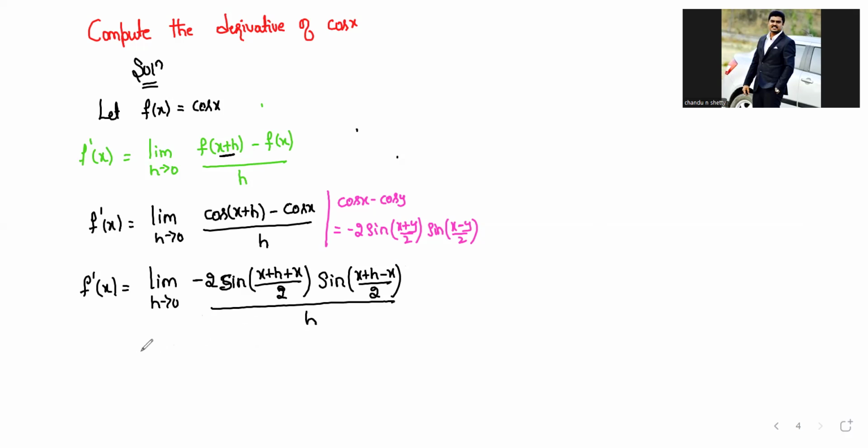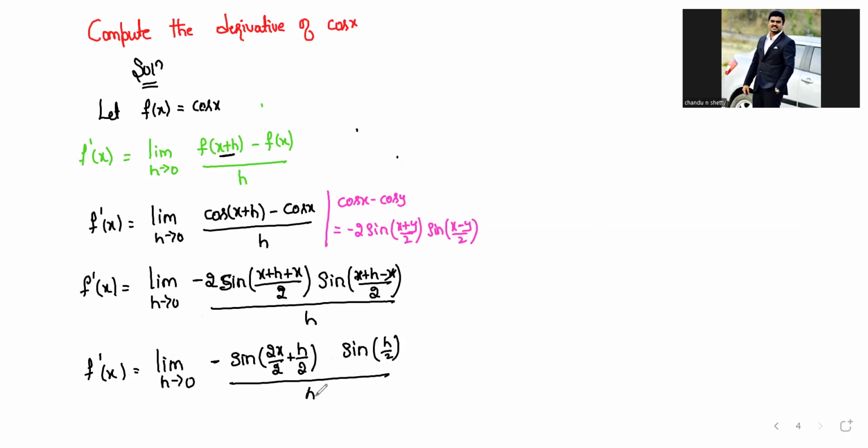Clear? Now we should observe f dash of x equals limit h tending to 0, minus sin of (x plus x) which is 2x by 2. Let us split the denominator: h by 2, and again x cancels here, sin of h by 2, whole divided by h. This 2 will come to the denominator, divided by 2. Clear it is all of you.